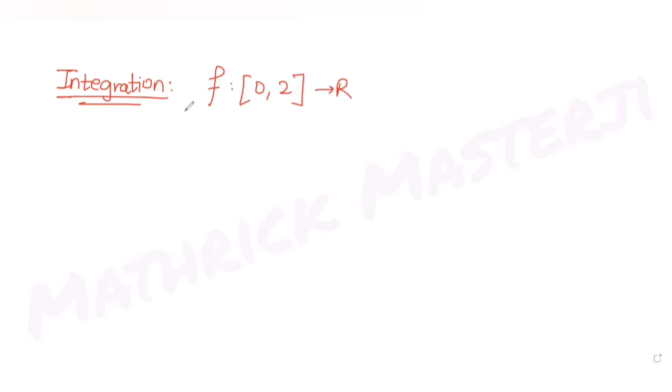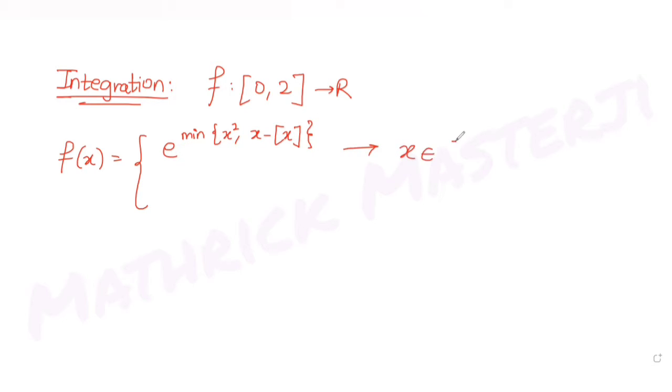Let's see today's question. So today's question we are taking this up from the topic of integration. The question tells us that a function f is defined on the interval from 0 to 2, where this belongs to the real numbers R, and f of x is basically e raised to the minimum value out of x square and x minus the greatest integer function of x, and this is only valid when x belongs to 0 and goes till 1.